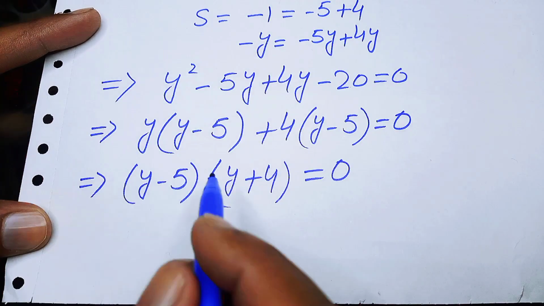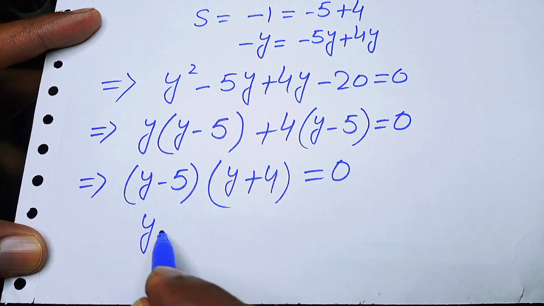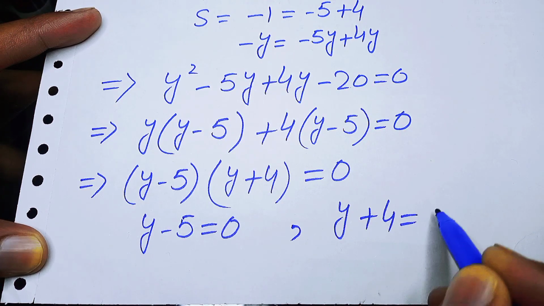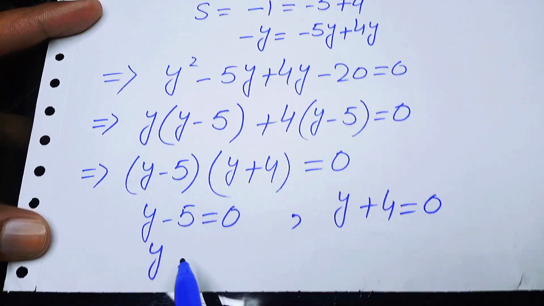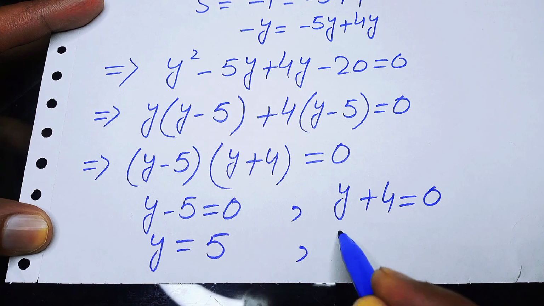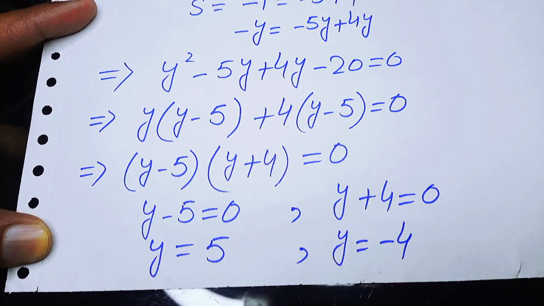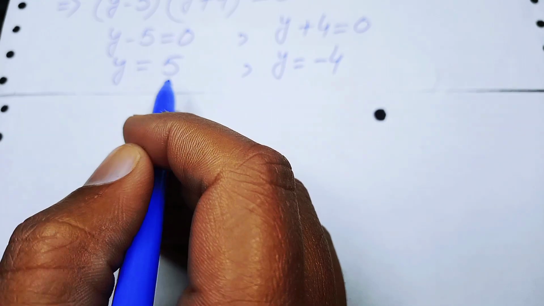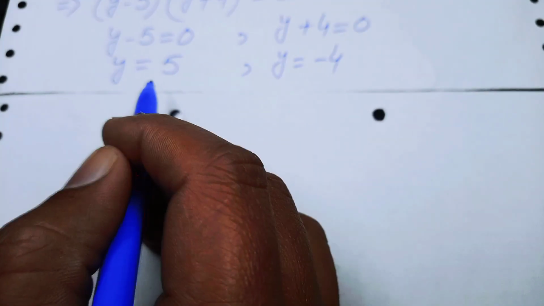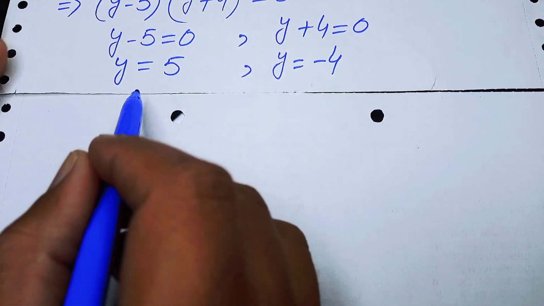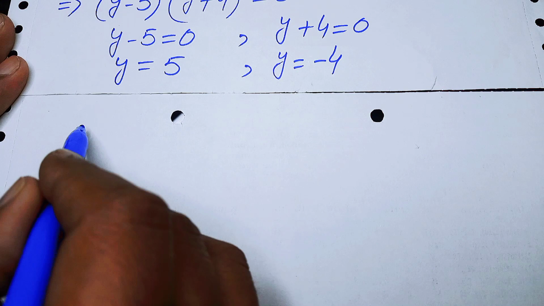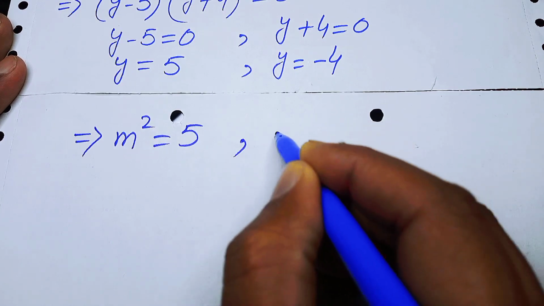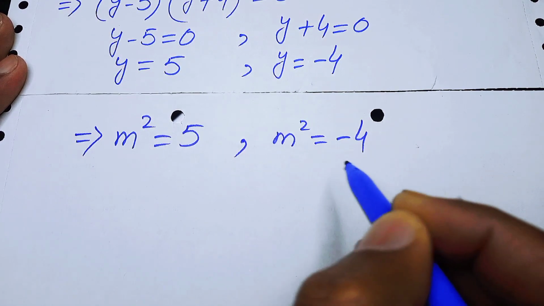And here we have two cases. In the first case we take y minus 5 is equal to 0, and the other case is we take y plus 4 is equal to 0, and here we get y is equal to 5, and y is equal to minus 4. After that we can back substitute the value of y. In the start of the question we took y is equal to m square, so here we back substitute y by m square, so it becomes m square is equal to 5, and m square is equal to minus 4.